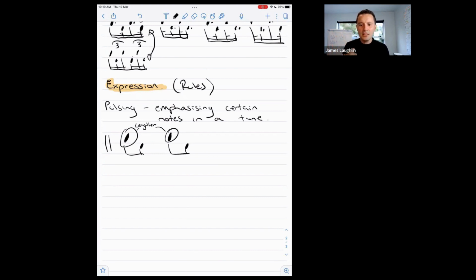Right away, it's like, oh, I'm interested in this. This has expression that complements what the pipers are doing. And it's the slightest adjustment.